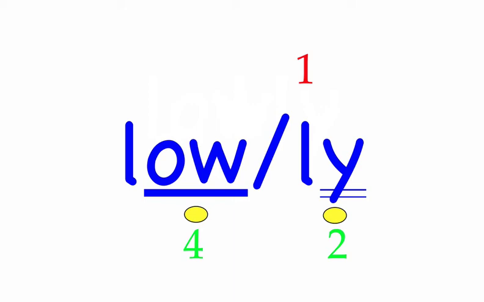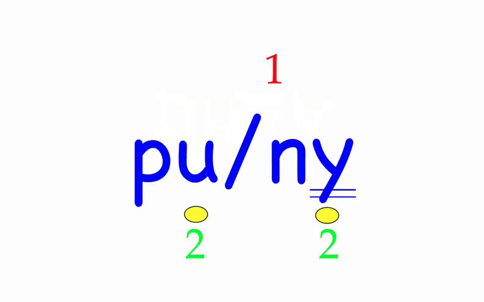Lowly. Row 5, puny. Puny, that's a puny horse. Puny. Pew, two sounds, p, u. Knee, two sounds, n, e. Puny. Mark the word. Puny.